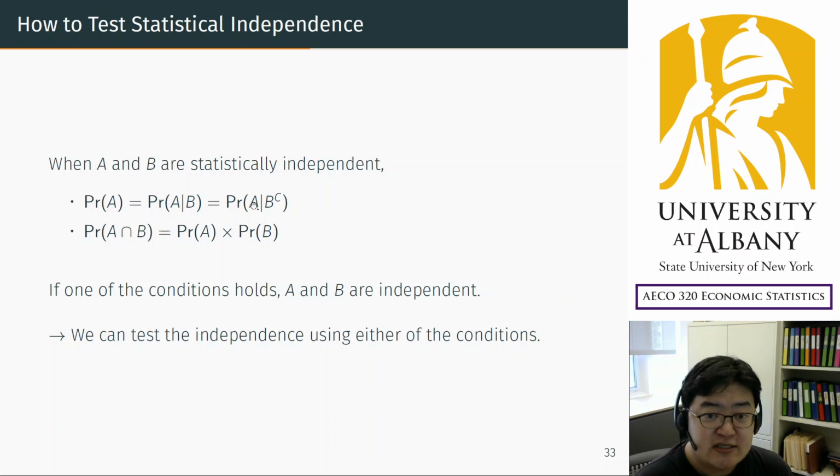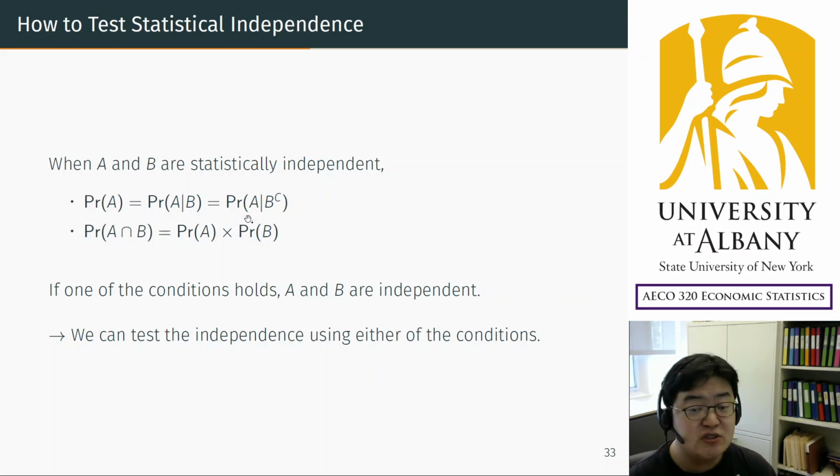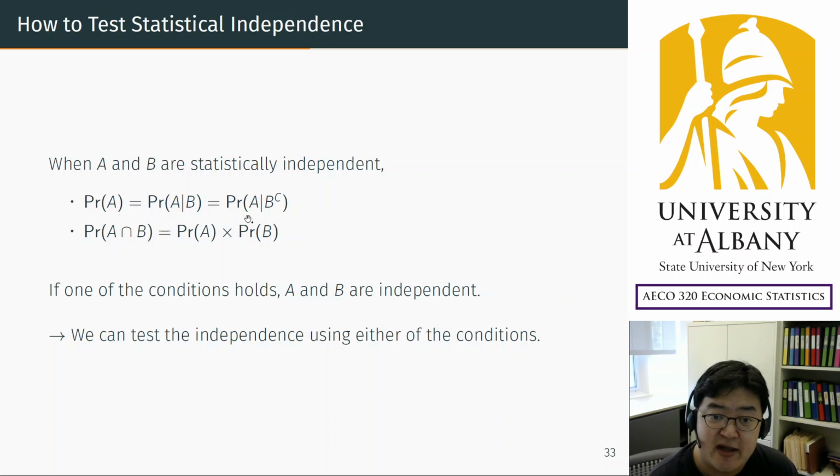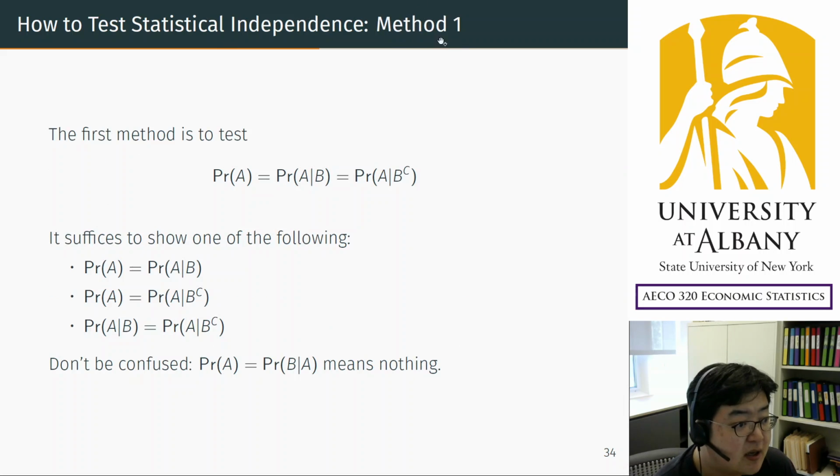Hello. So as I said at the end of the earlier video, we would like to show that two events are independent. To do that, you need to prove one of those two equations, right? And we are going to use the first equation to prove independence. The first method is to show this equality.